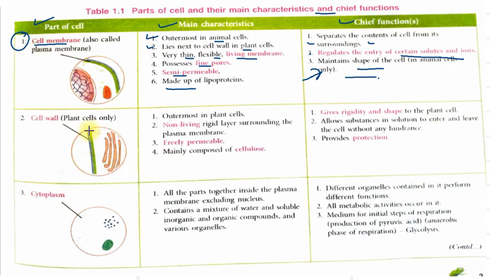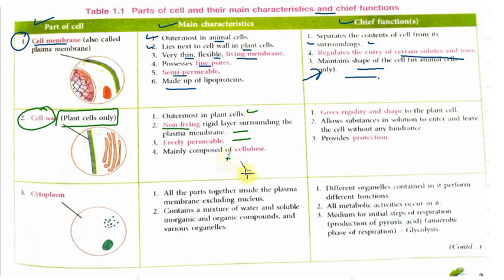So the next part we are going to do here is the cell wall. It is found only in plant cells. Please keep it in mind, very important. It is the outermost layer in plant cells. It is non-living, very important. It is a rigid layer surrounding the plasma membrane. It is freely permeable, allows all things to move in and out.